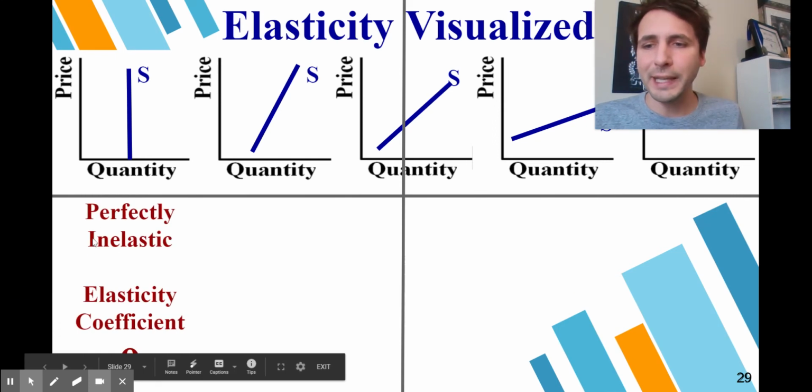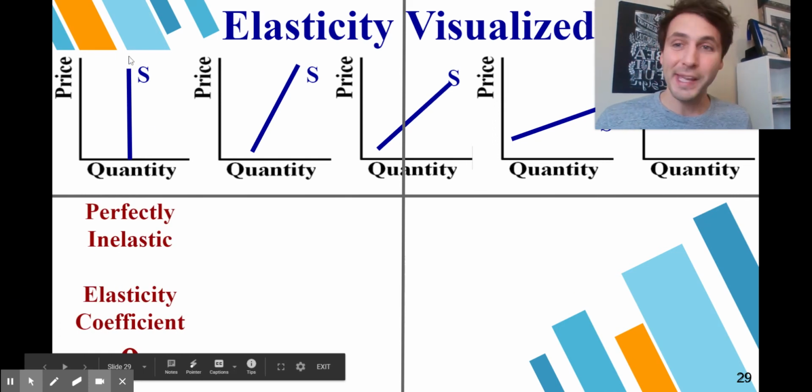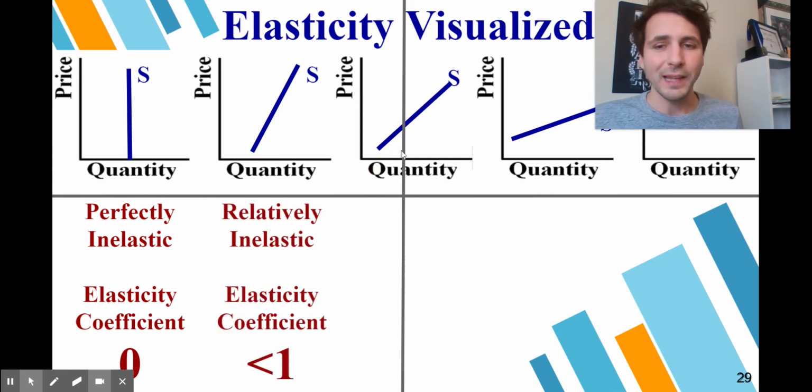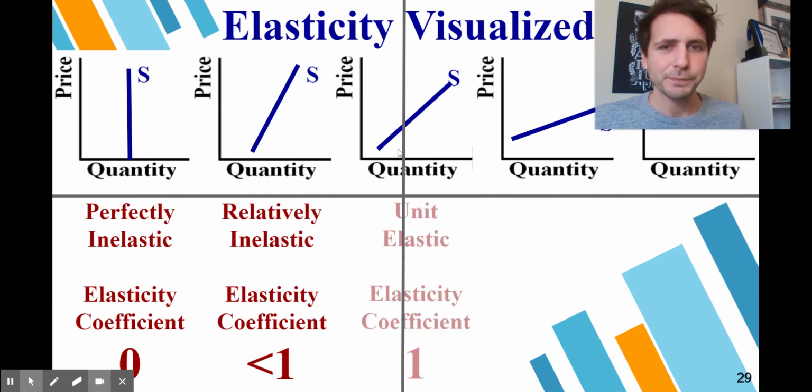We've got a perfectly inelastic supply curve here. It looks a lot like LRAS because it is. Quantity is fixed at this point. The elasticity coefficient will be 0 because the change in price goes up and down for sure. That's your denominator. But your numerator is going to be 0. Change in quantity is always going to be 0% because it's fixed. Then you have relatively inelastic with that coefficient less than 1, steep curve.